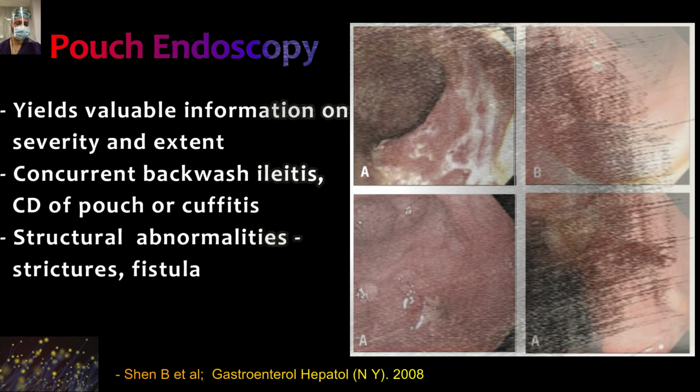Basically, pouch endoscopy yields valuable information on severity and extent, and how much backward dilatation there is in the pouch. There is a normal afferent limb, so how much is that affected, whether we are dealing with Crohn's disease of the pouch or cuffitis, and what the structural abnormalities are, like stricture or fistulas. In this picture, figure A is extensive inflammation, figure B is normal mucosa, and the lower panel A figure is on the right side, showing a history of Crohn's disease.